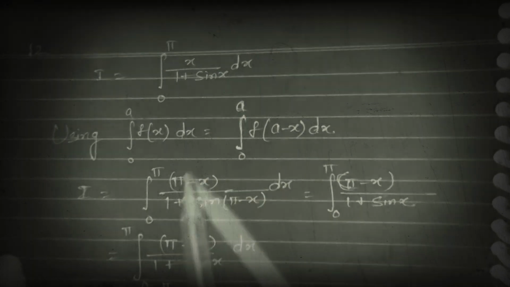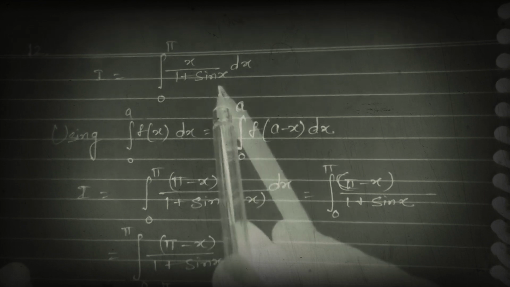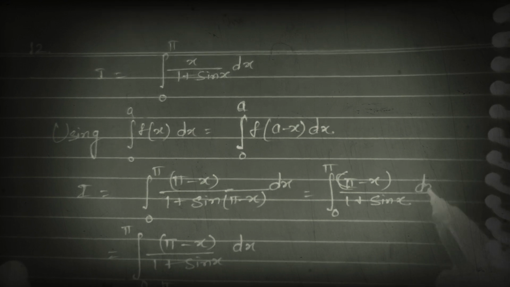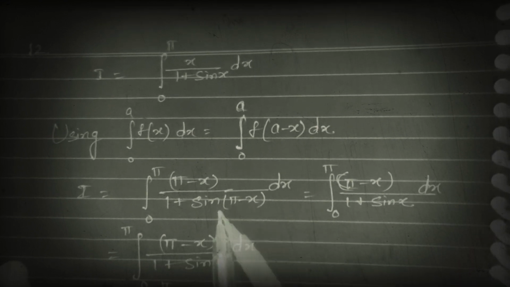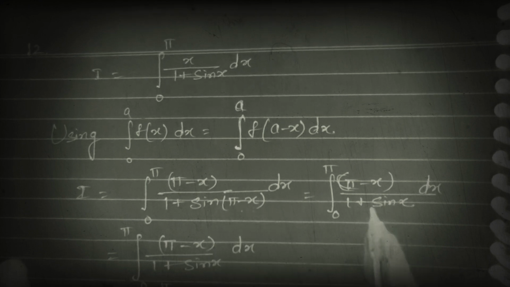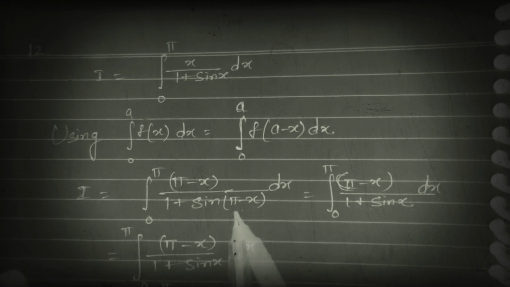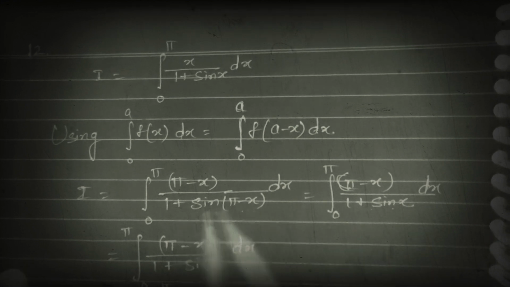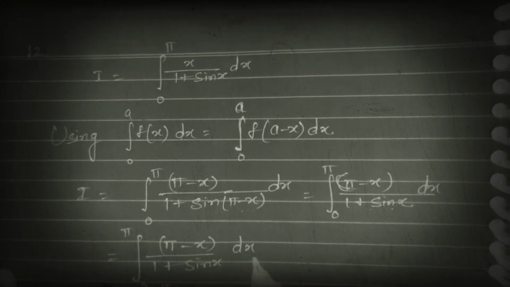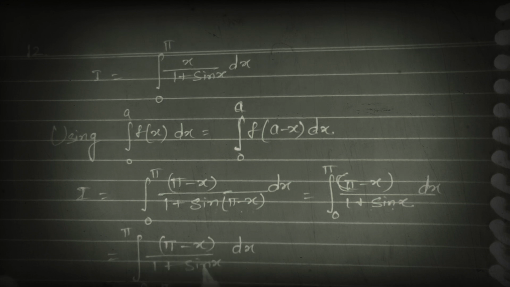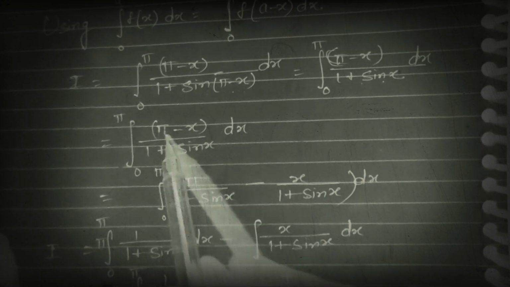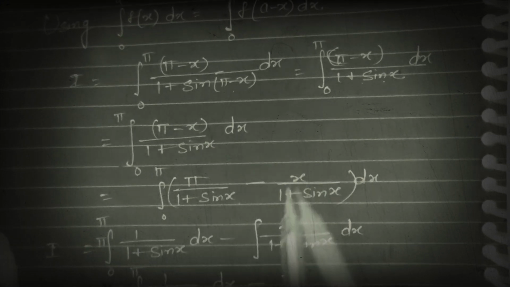In place of x we will put pi minus x. It is 1 plus sin of pi minus x. So pi minus x as it is, 1 upon 1 plus sin of pi minus x. It is in the second quadrant, and in the second quadrant sine is positive. So it is plus, and we are using pi, so it will be sin x. So it is 1 plus sin x. So look at this. It is pi minus x upon 1 plus sin x dx. So we can separate these: pi upon 1 plus sin x and x upon 1 plus sin x.